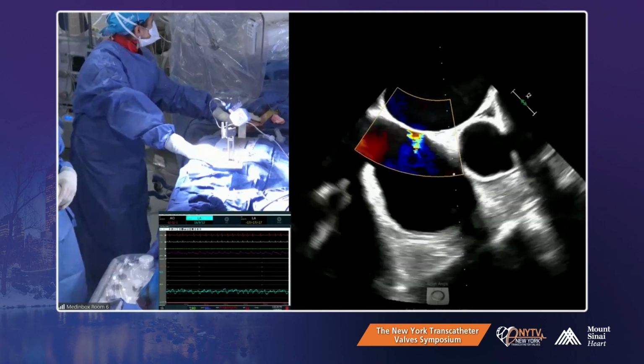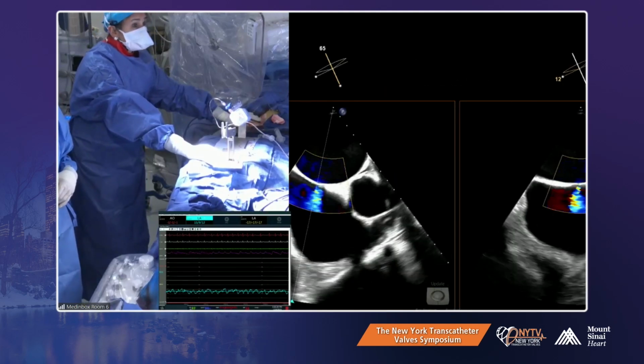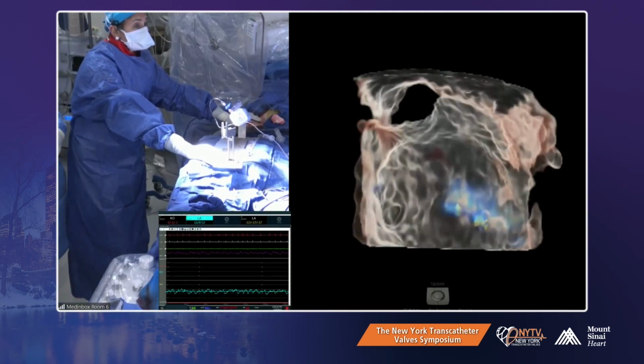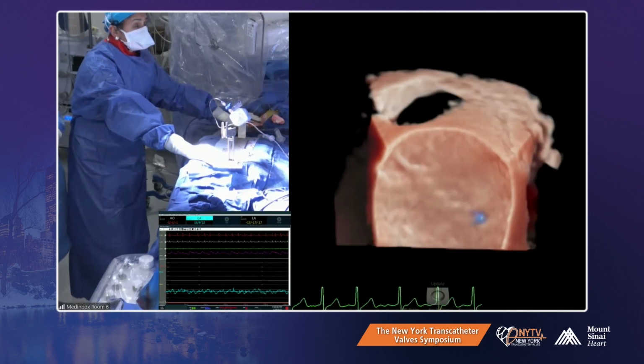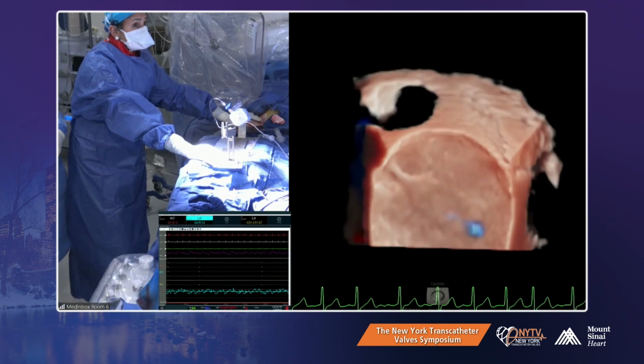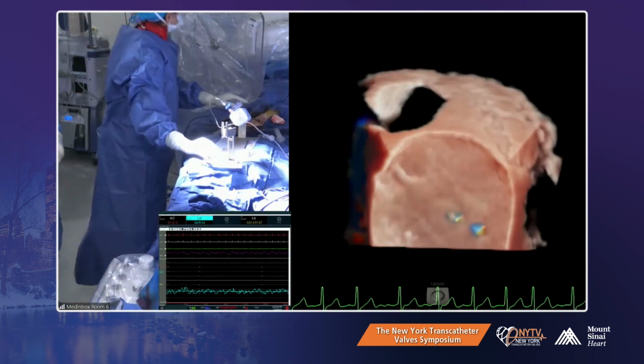If it's a 1.2 or 1.3 QP:QS shunt, left to right, that probably is beneficial. It's probably okay. But Greg, now there's a combination of two. I think it could be okay either way. That's great. What do you think?